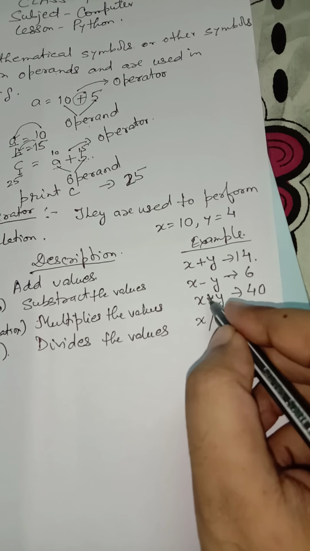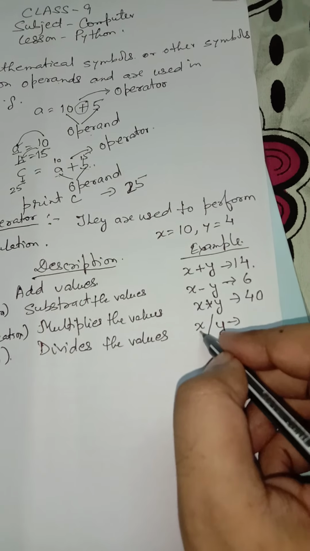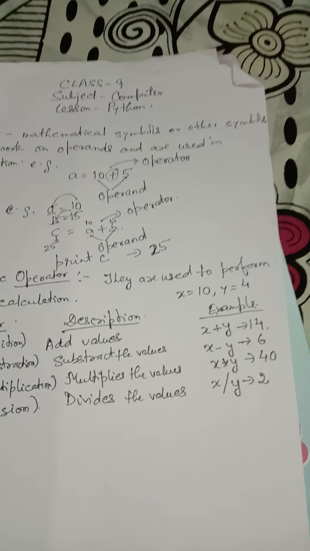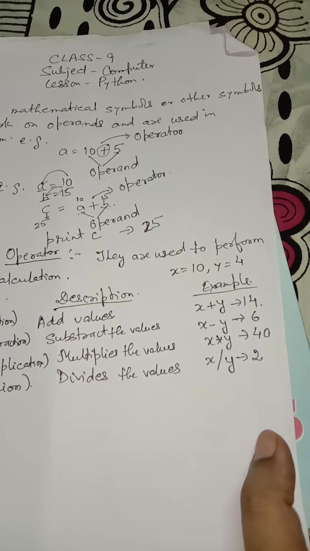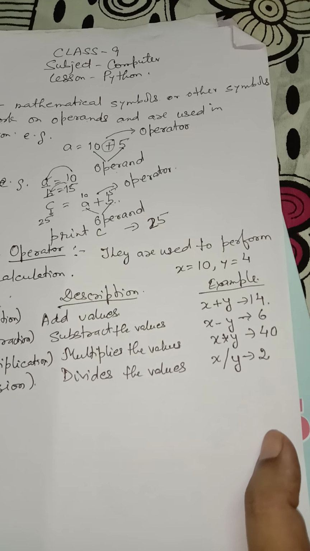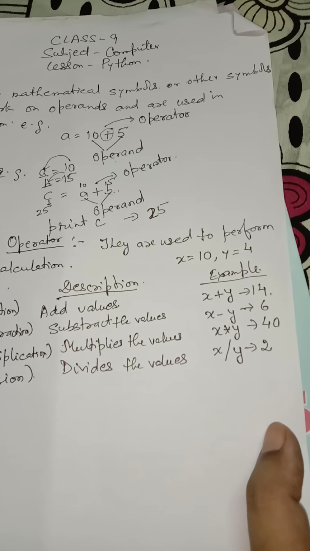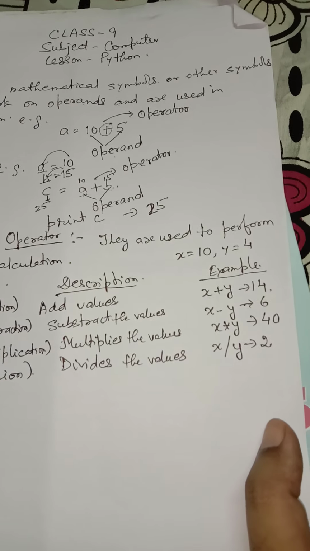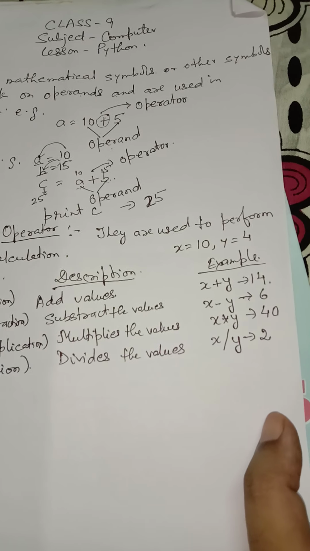So here 10 divided by 4. Normally we would have 2.5, but here since x and y are both integer type values, only the integer part, that means 2, will be printed over here.